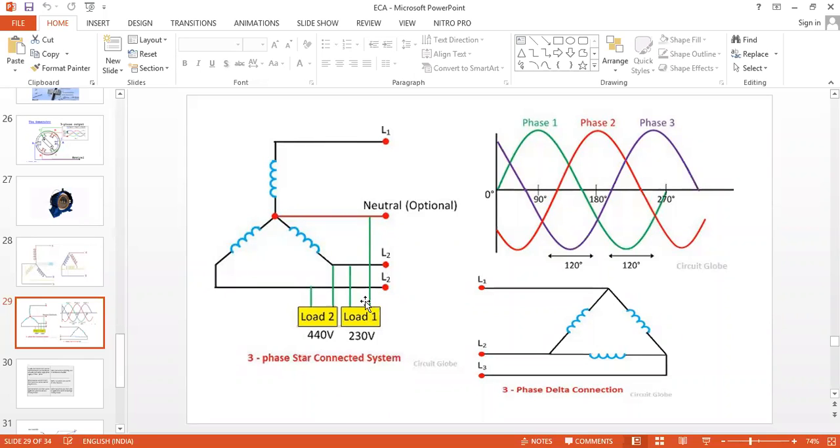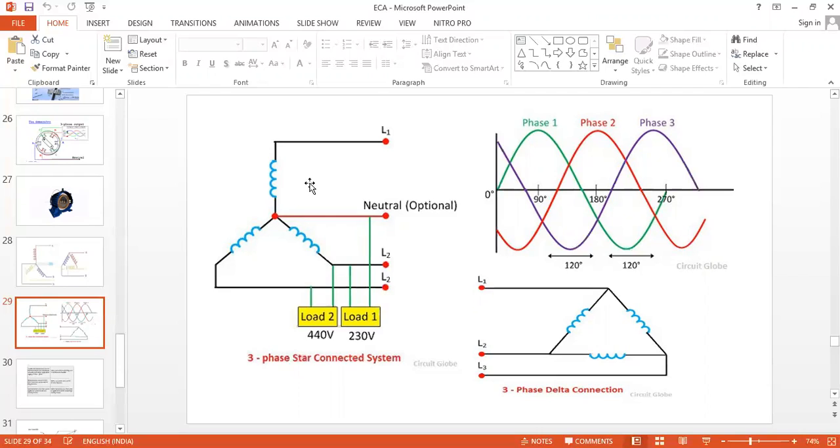Now between any two lines we have the line voltage, which is 400 or 440 volts in India. We require only 230, so we connect one line and one neutral. You can see this one: line L2 is connected to house 1, load 1, and the neutral is also connected to house 1. Therefore they get 230 volts. So how you convert 440 to 230 is our derivation.